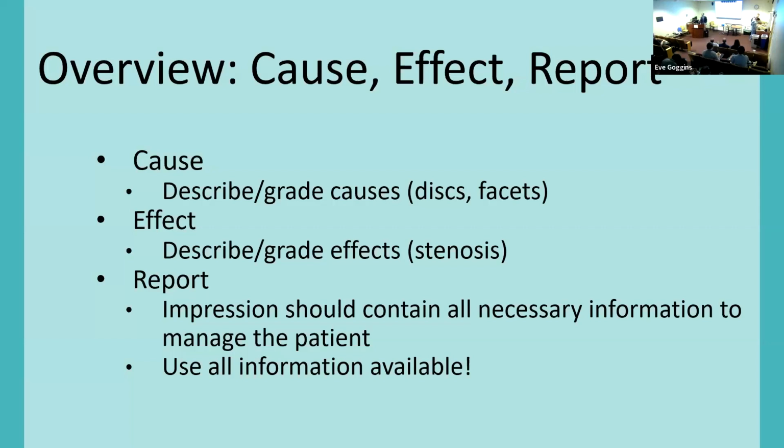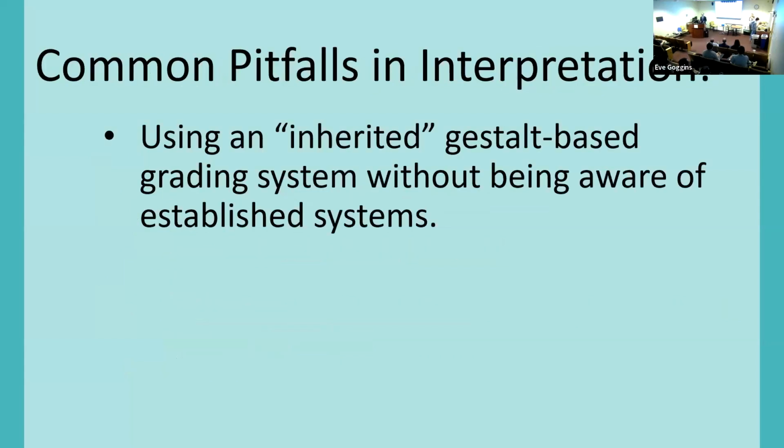Where does the patient have pain, what type of pain, and so on. Okay, a couple pitfalls I just want to get out of the way. One is taking with you to the reading room an inherited gestalt, meaning an intuition-based grading system without being aware of the established system. So for instance, I'll be reading with the resident and I'll say, I think it's mild, or I think it's moderate. And I say, why? It just looks like it. Well, are you familiar with any of the established classification systems for assessing spinal stenosis or foraminal stenosis? And in most cases, they're not.